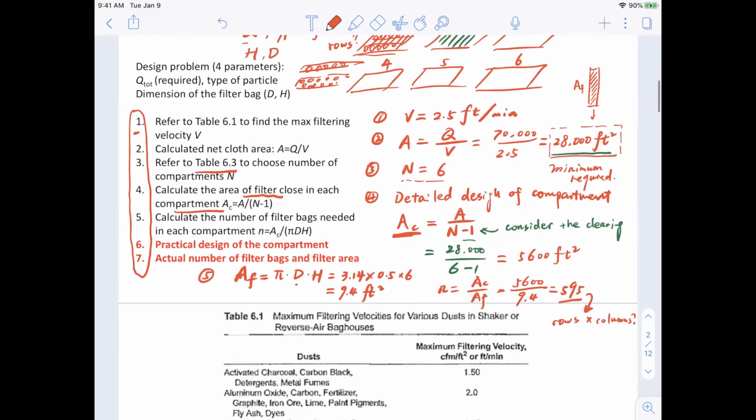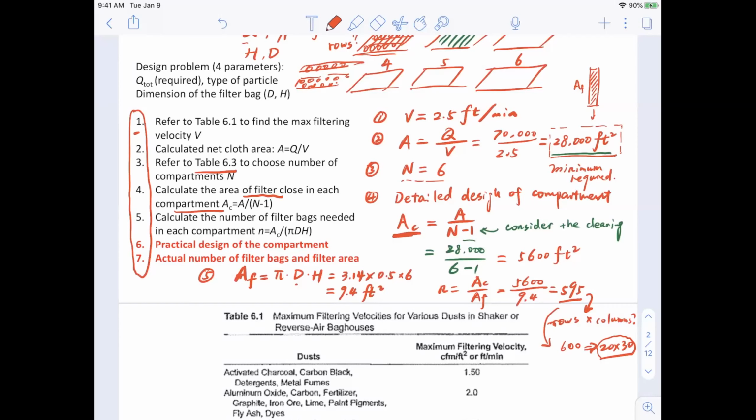right? And then 595 isn't really a good number for us to design the rows and columns. So what you can do is round it up to 600, okay? We're not affecting the total number of filter bags significantly, but just by adding 5 more, we can come up with a design of 20 multiplied by 30, right? So this is a design for each compartment. And this is basically the final step we need to get into, right?